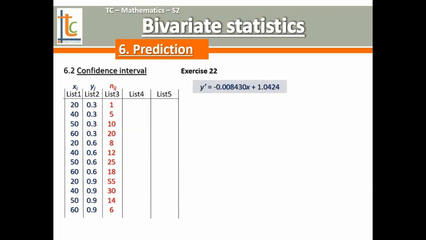The expression of the straight line here is this one, obtained by asking your calculator a linear regression. This expression helps you to calculate in list 4 the values y prime, which are negative 0.008430 times list 1 plus 1.0424. The results are these ones. And in list 5, y divided by y prime, that is the formula, list 2 divided by list 4.